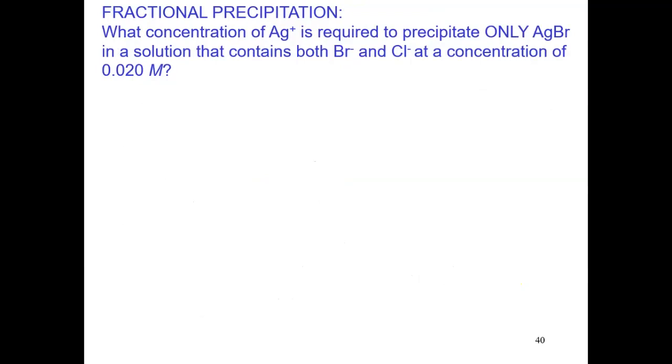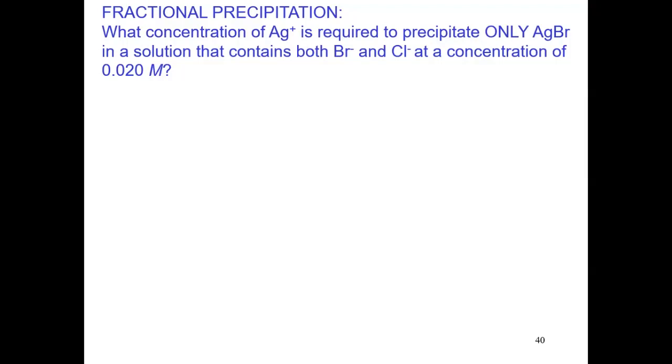So here's the question. What concentration of silver ions is required to precipitate only silver bromide in a solution that contains both bromide and chloride at a concentration of 0.020 molar? In other words, you have a solution that has, let's say, for example, sodium bromide and sodium chloride dissolved, and the concentration is 0.020 molar. And I am going to start adding silver ions, probably in the form of silver nitrate or something like that. I'm going to start adding them. And I know that both silver chloride and silver bromide will precipitate.